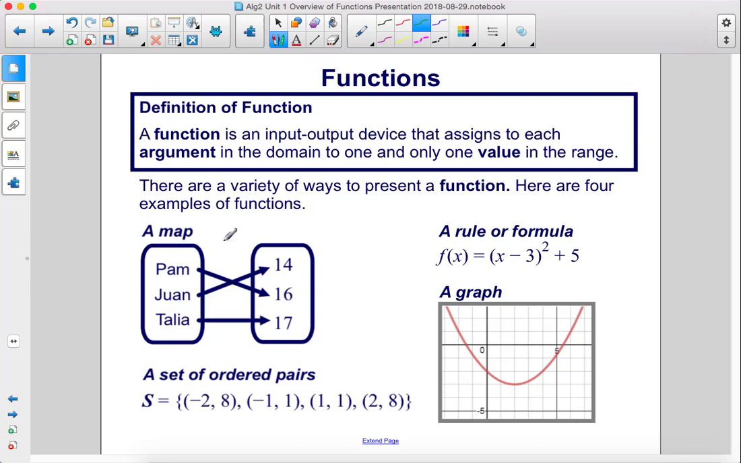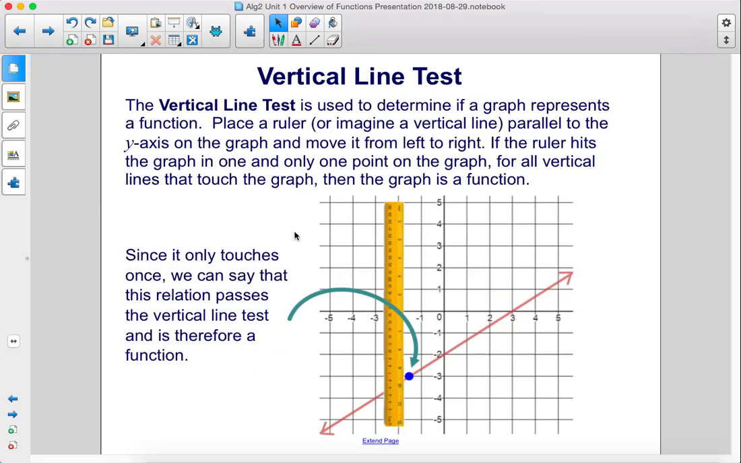We can show a function with a map, a set of ordered pairs, a rule or a formula, or a graph. The vertical line test is used to determine if a graph represents a function. Place a ruler, or imagine a vertical line, parallel to the y-axis on the graph and move it from left to right. If the ruler hits the graph in one and only one point for all vertical lines that touch the graph, then the graph is a function.